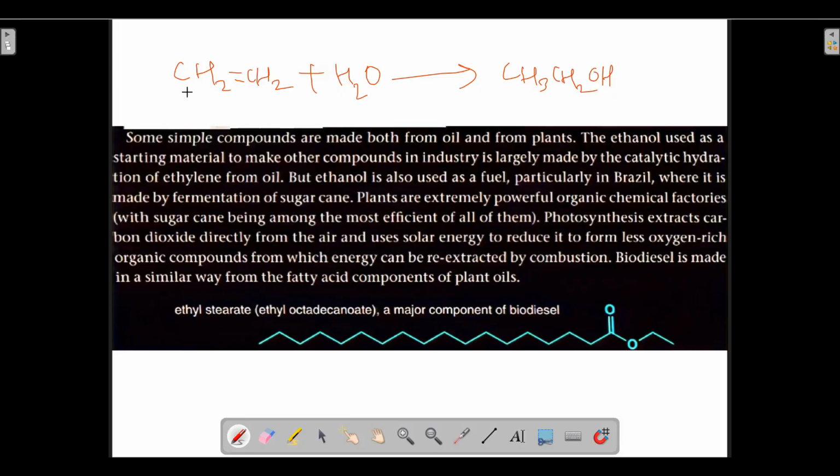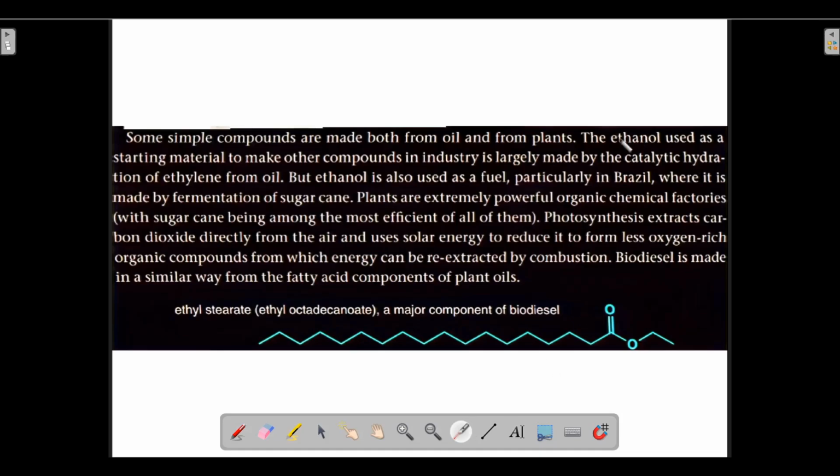So this ethylene gas, that is ethene gas, we get from where? We get from crude oil. Okay. So it is saying that the ethanol used as a starting material to make other compounds in industry is largely made by catalytic hydration of ethylene from oil. But ethanol is also used as a fuel.